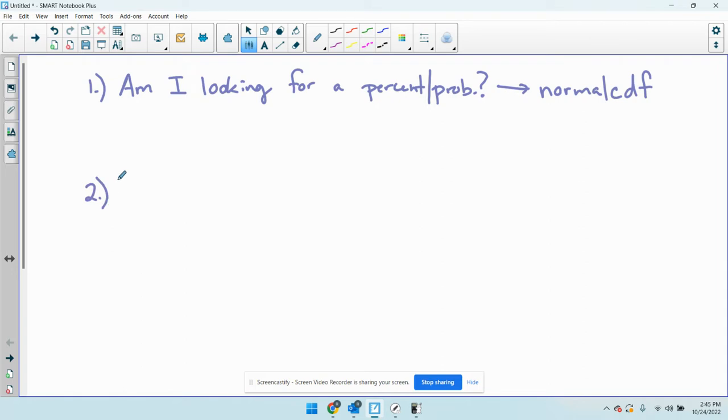Or do I have the probability and I'm looking for a value? Do I have the percent or probability? In which case I'm looking for a value, then we're going to use the inverse normal.